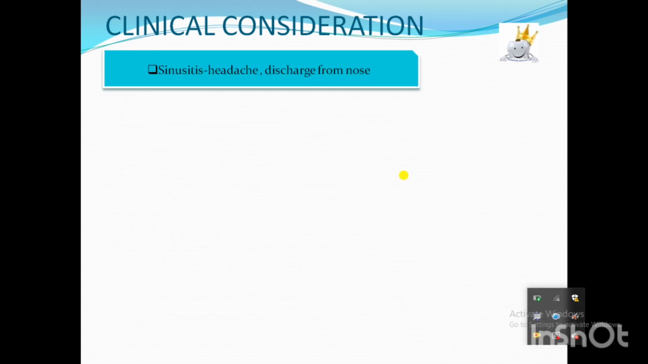Clinical consideration of the maxillary sinus. When there is an infection, that is sinusitis. Sinusitis means there is an inflammation of the mucosal lining in the sinus. When sinusitis occurs, there will be a headache or discharge from the nose.